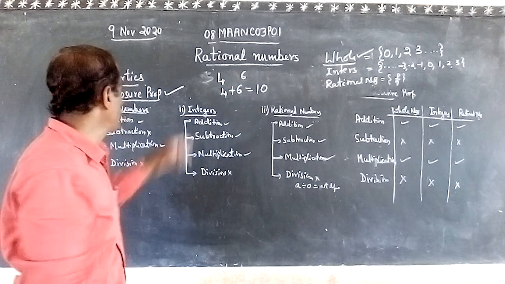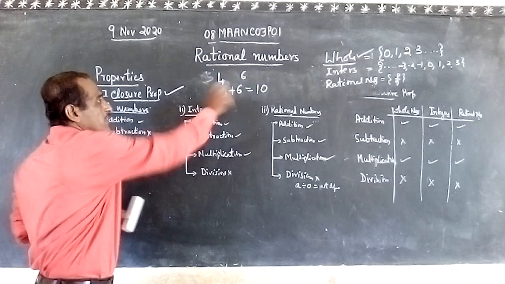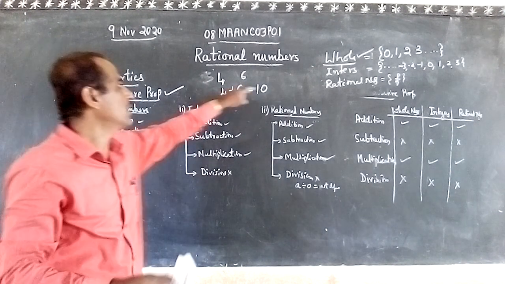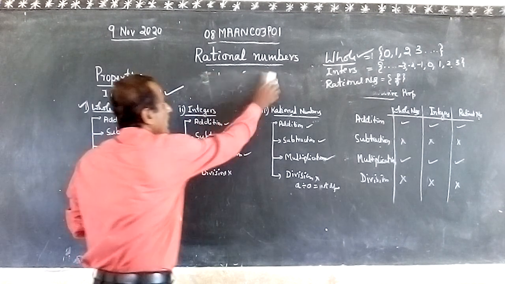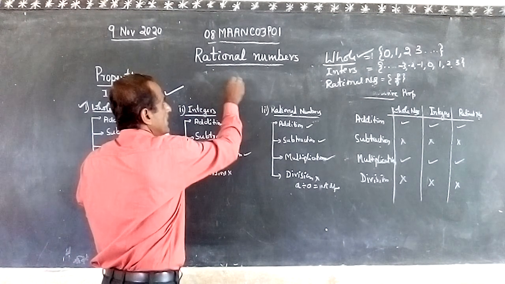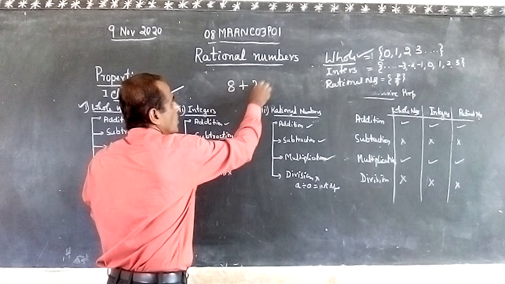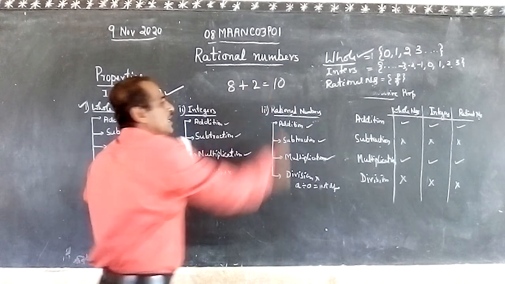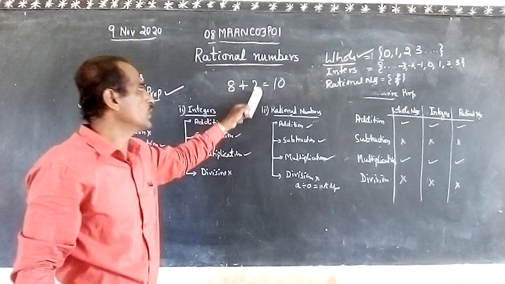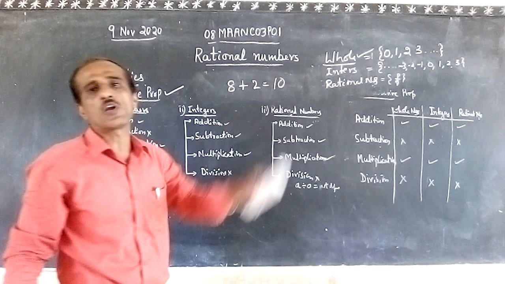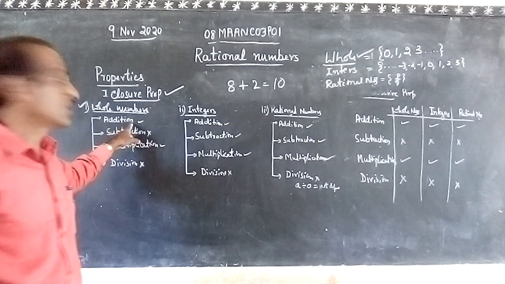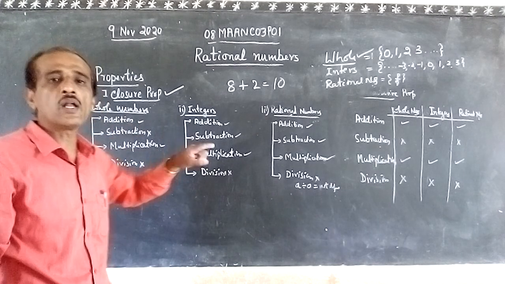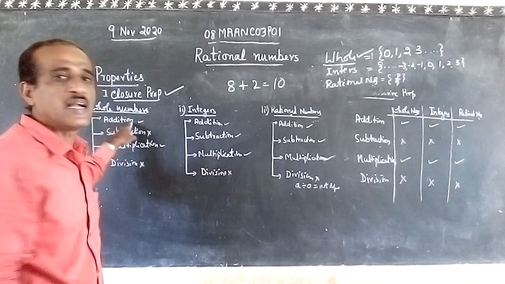Correct? Therefore, if you add whole numbers, the result is also a whole number. Whatever whole numbers you take, if I take 8 plus 2, what is the answer? 10. 8 is a whole number, 2 is a whole number, 10 is also a whole number. Therefore, the addition property holds good, or we can say whole numbers are closed under addition.